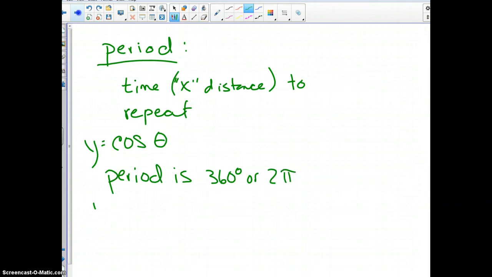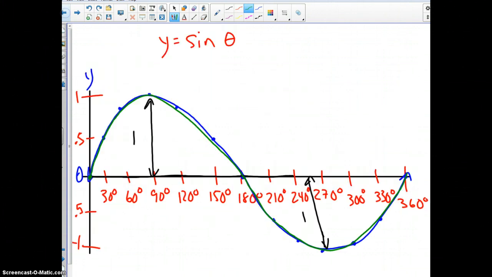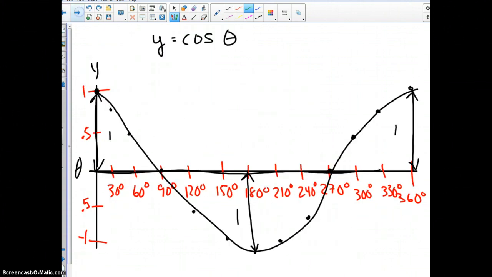Now if you do the same thing for the cosine, excuse me, that was for the sine function. If you do it for the cosine, you'll notice the same thing as well. Starts at 1, goes all the way down, goes back up.